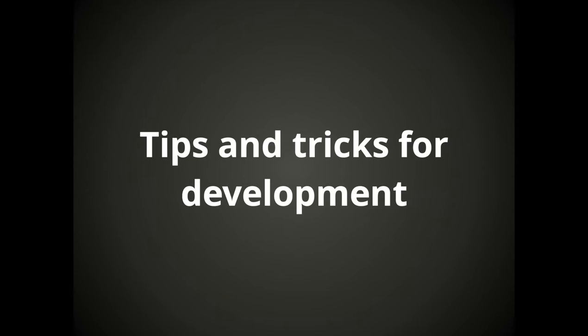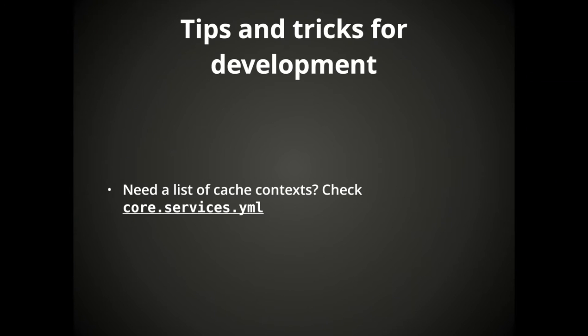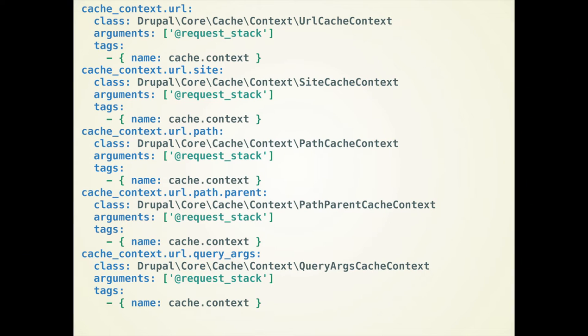I'll go through some of the contexts so you can see examples. Contexts are listed in core.services.yaml. They look something like this. This is just a snippet. They take up a good portion of the file, and it's fairly long. They begin with cache underscore context, and they are tagged with the name cache dot context. And these are just examples of them. Here's the URLs. This is just URL, actually. So that's one way to look at those. All the core contexts are listed on the page that I linked to earlier on Drupal.org in the documentation.